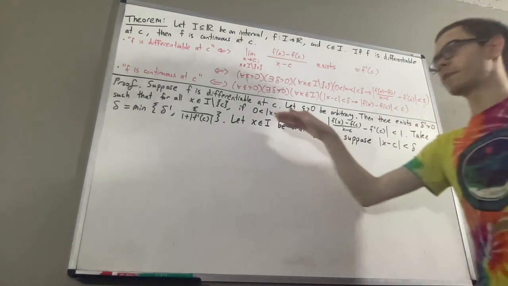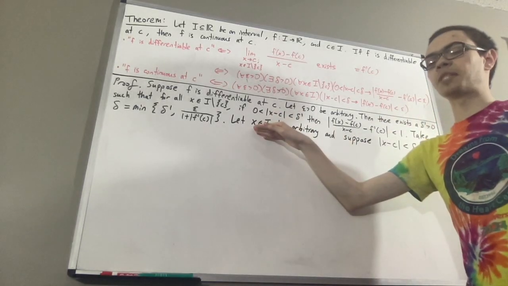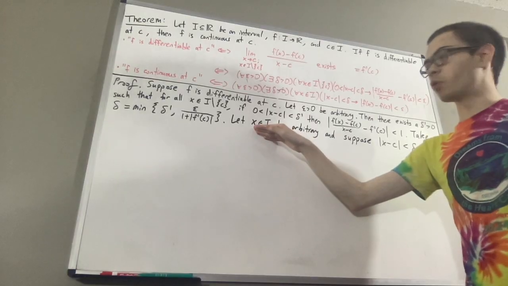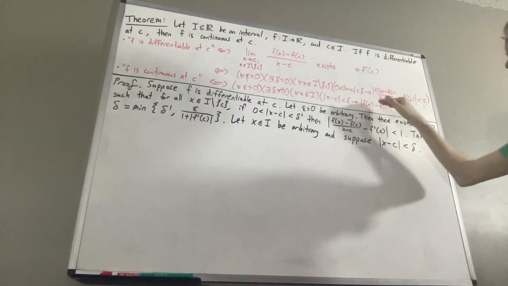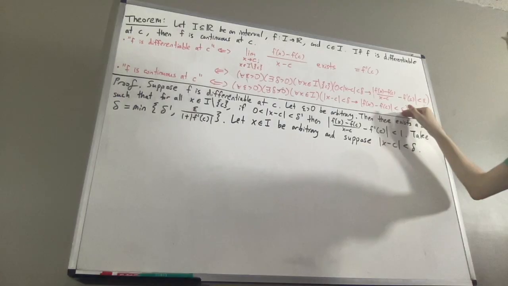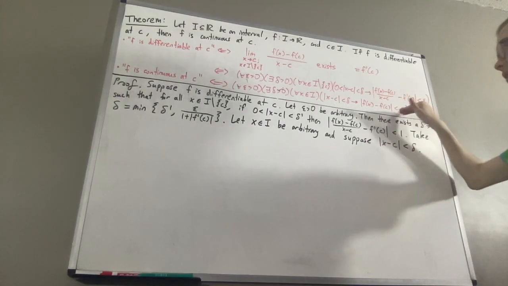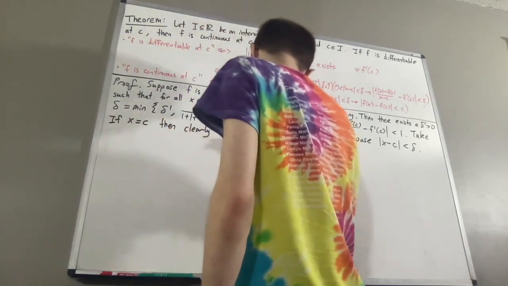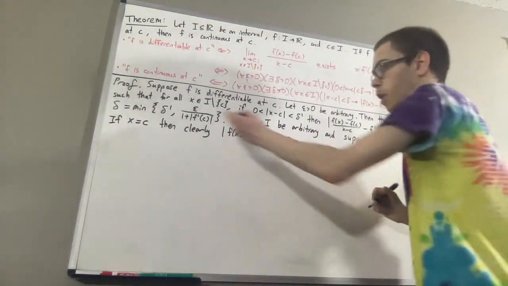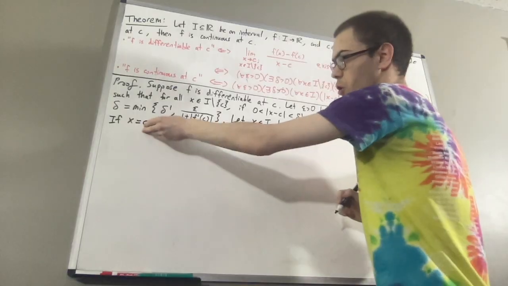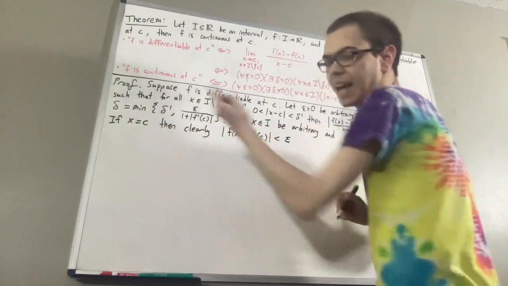So first of all, if our arbitrary x here happens to be equal to c, well then obviously absolute value of f of x minus f of c is less than epsilon. It's just equal to 0, and that's less than epsilon. So that covers the case x equals c. From now on, we're going to consider the case x is not equal to c.